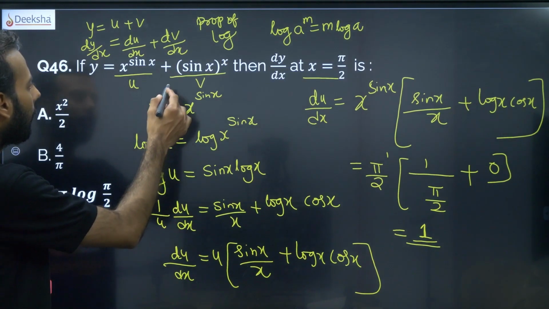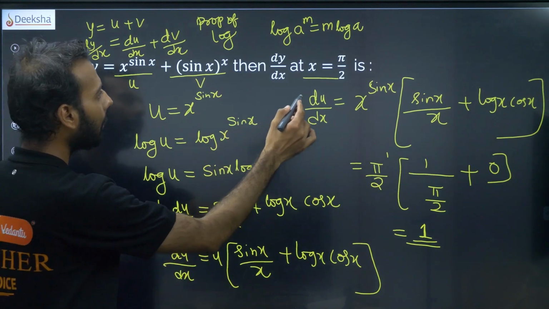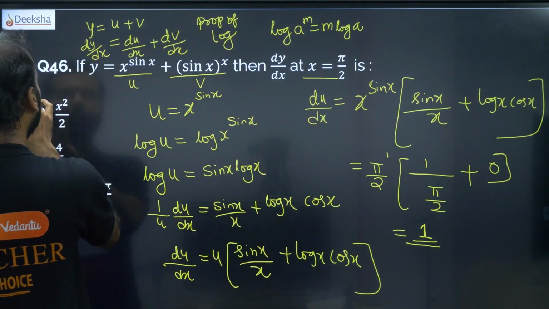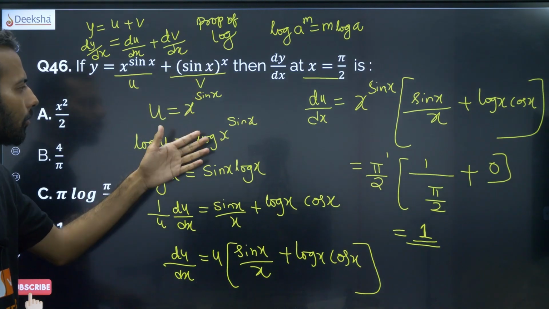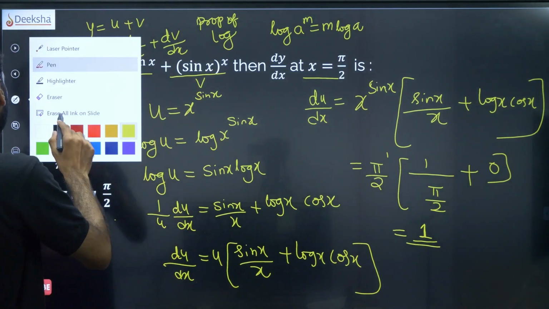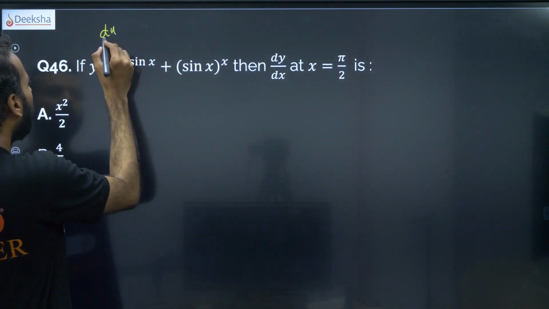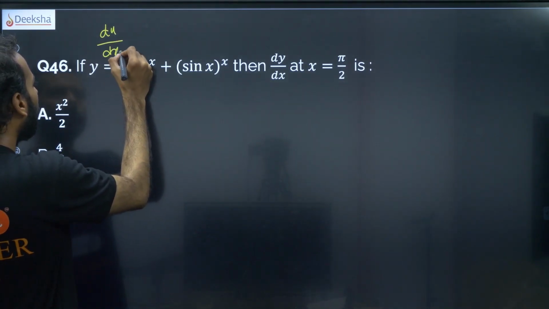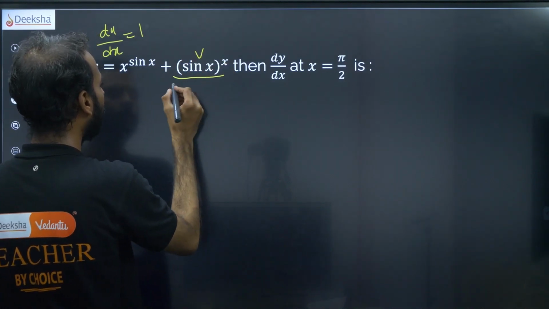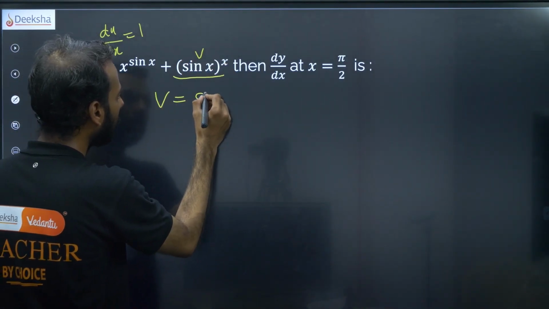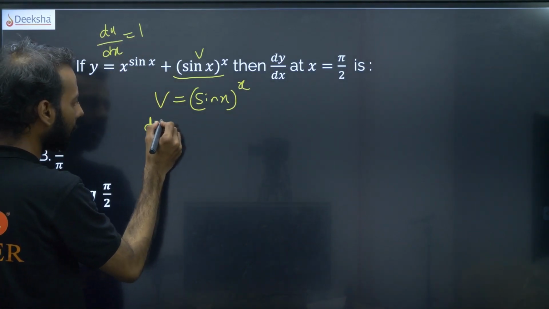Next, in the same way we have to do it for v also. du by dx, let me make a note of this if you want. Let me move on to v because space is not there. I am removing it. So here in this question we got du by dx as 1. Now we assigned v. So v is sin x power x, and we need dv by dx.